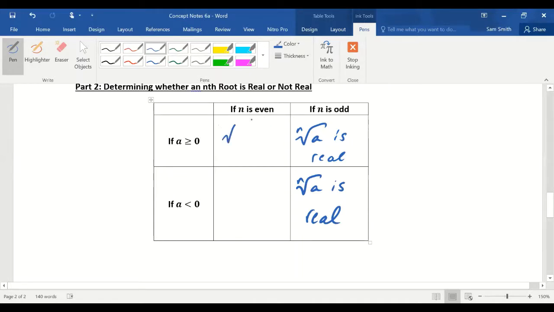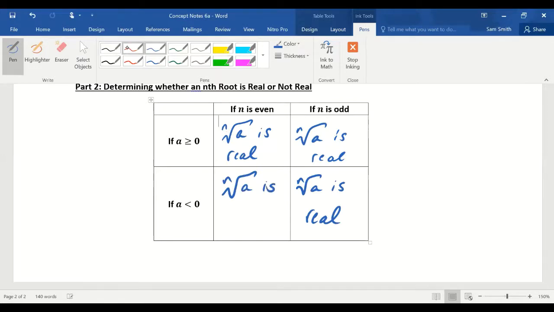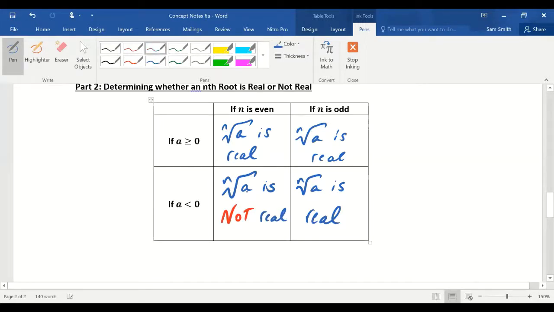So if you have a positive radicand, still no problem. But if you're trying to take an even root of a negative number, this is the only case where you start to have some difficulties. If you're taking the nth root of a negative number, the result of that is not real. So this is the only case in which the root is not real.